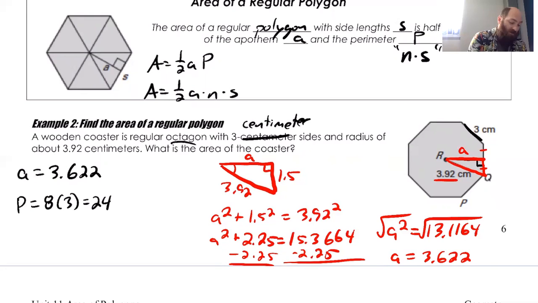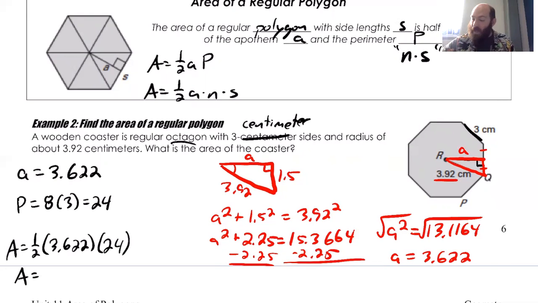Now I have enough information to find my area. It is 1/2 the apothem, so 3.622, times the perimeter 24. So I do times 0.5 times 24, and I get 43.460 square centimeters. All right, that is it.